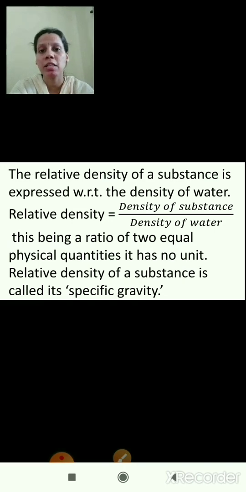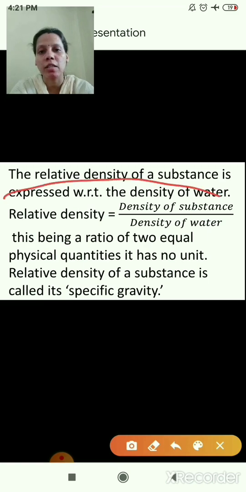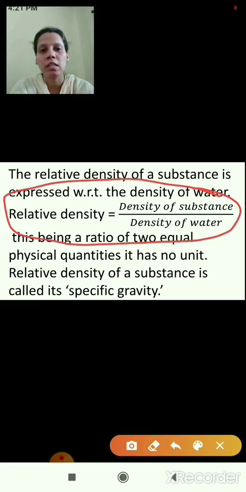The third formula is relative density. Relative density is equal to density of substance upon density of water. So this is the third formula. In this lesson there are a total of three formulas. Based on these three formulas we have sums. First we will see the sums given in your textbook, that is, solved examples.